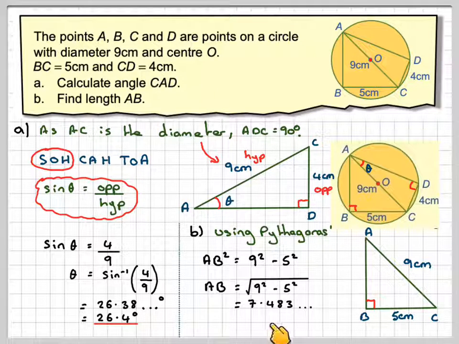And you'll get 7.483. Your calculator will give the answer in surd form first. Just convert it into decimal. And then to 3 significant figures, that gives me 7.48 centimeters.